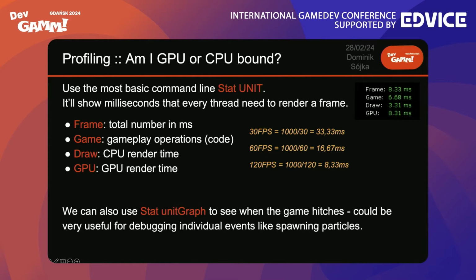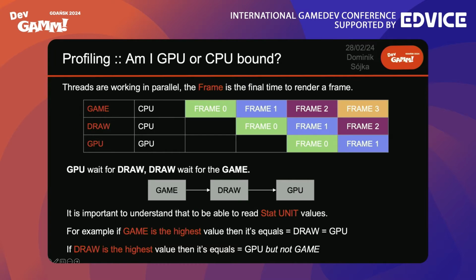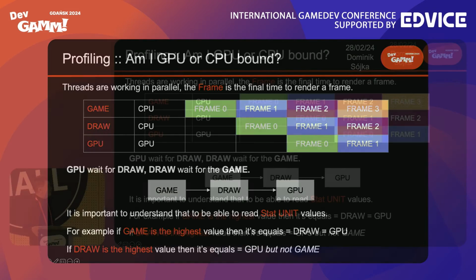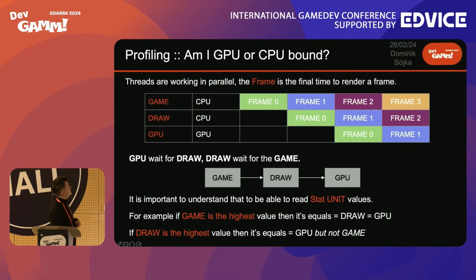There is also a great command line, stat unit graph, which shows the same stat unit, but on a graph, so it's much easier and better to find any hitches. Like when you're spawning particles, you could see some hitches in your game, and that's a great way to find them. I know that I said that we're not going to say too much about the theory, but it's the basic stuff that I believe you should know about this.